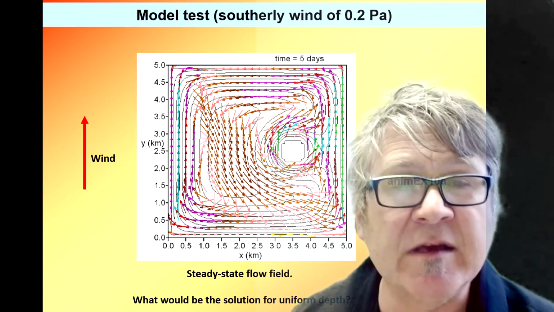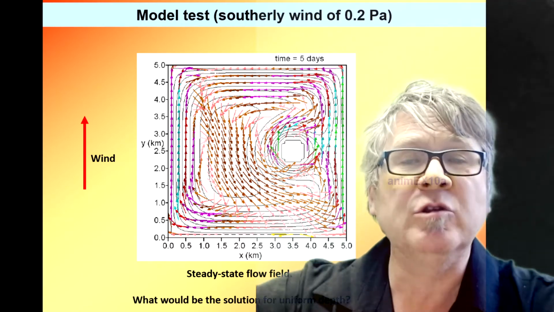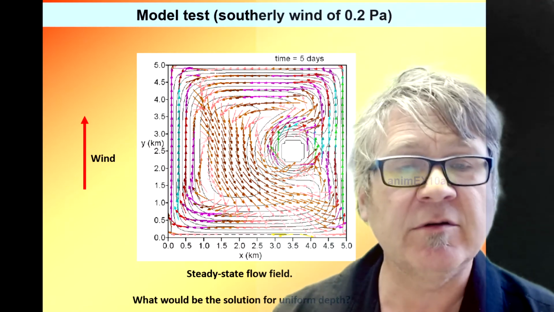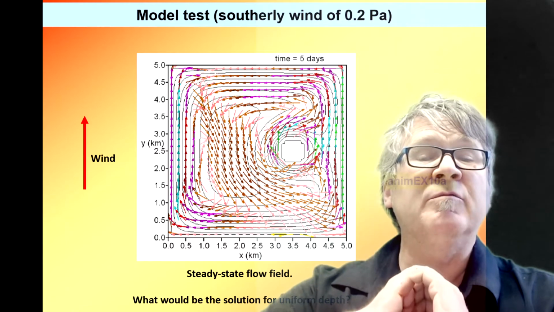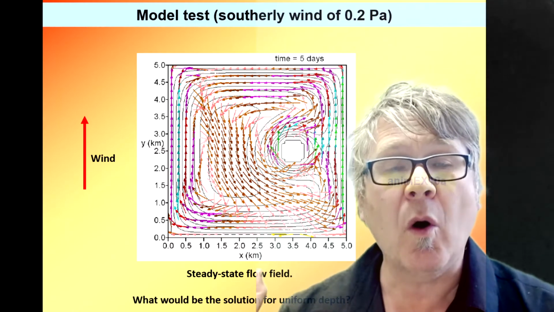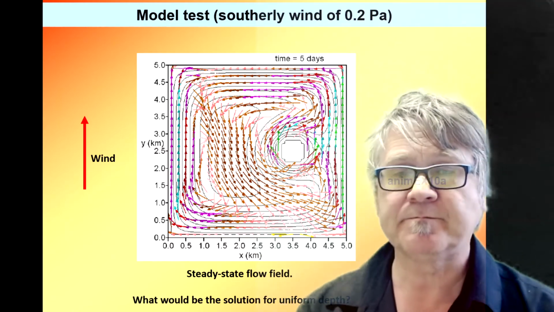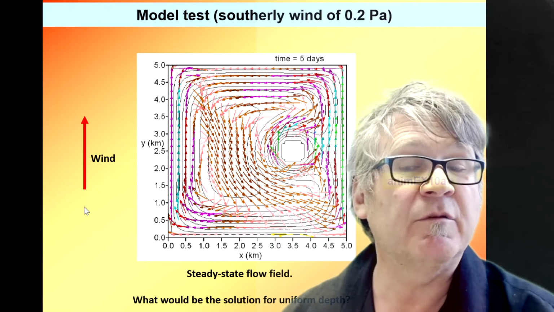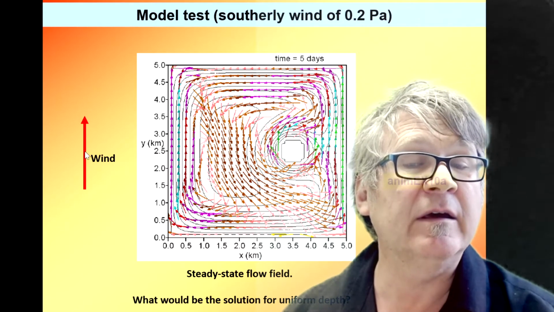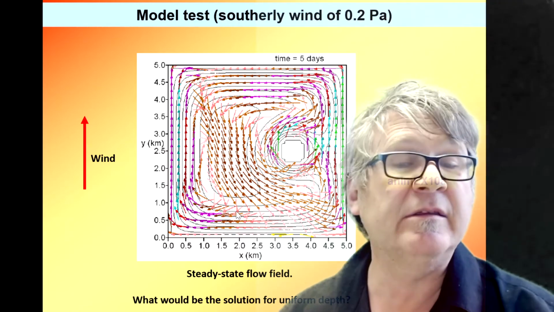What does steady state mean? Steady state means no more changes. You get currents in the flow that remain the same all the time. And these are shown here. The wind goes from south to north, okay? And you get these flows.